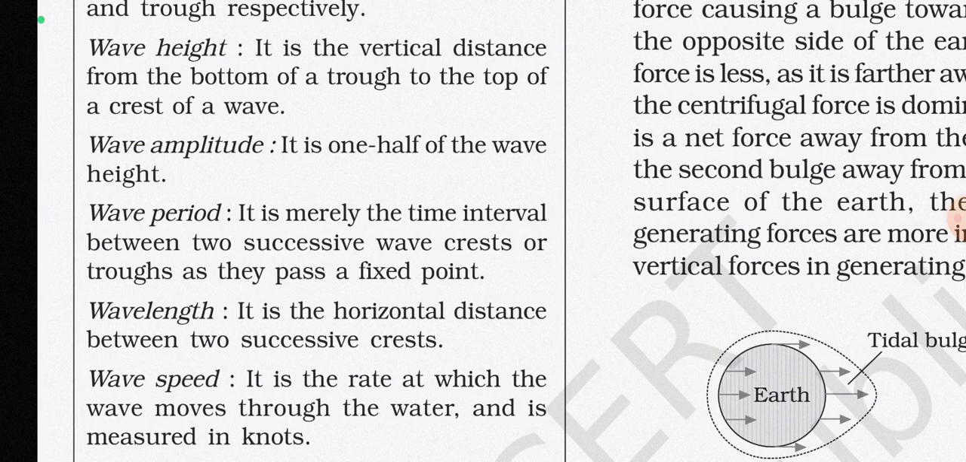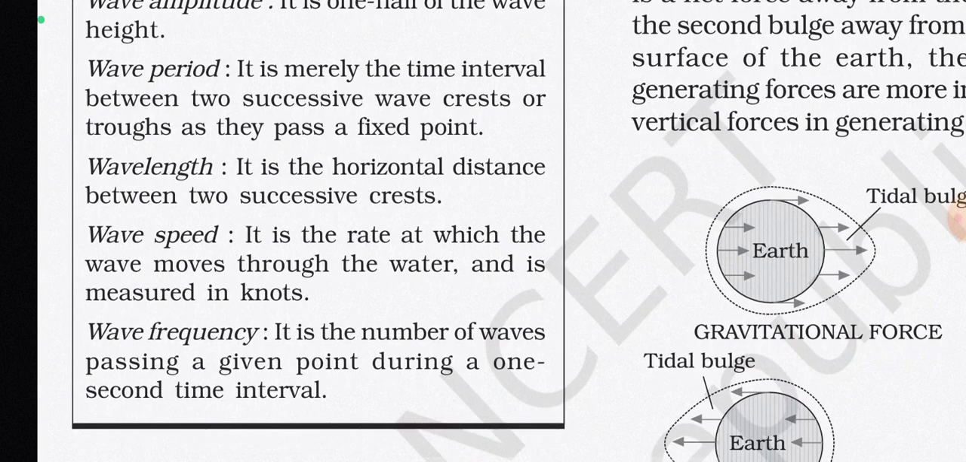Wave amplitude is one half of the wave height. Wave period is merely the time interval between two successive wave crests or troughs as they pass a fixed point. Wave length is the horizontal distance between two successive crests. Wave speed is the rate at which the wave moves through the water and is measured in knots. Wave frequency is the number of waves passing a given point during a 1 second time interval.